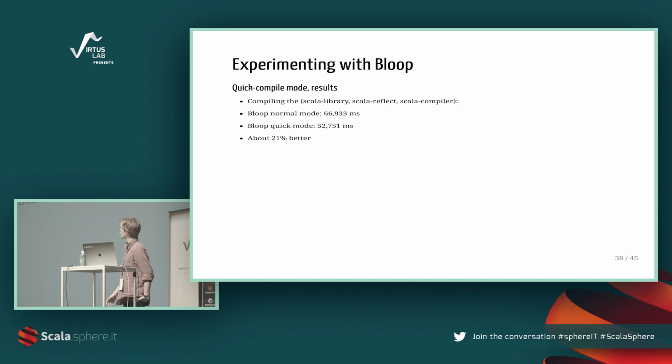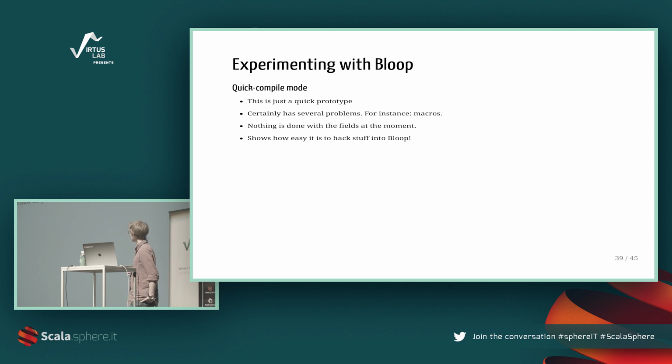So now let's see how better it fares. If you want to compile the Scala library, Scala Reflect, and Scala compiler, so those three, well, the Scala compiler depends on Reflect and library, so we'd have to compile the three. And if you do it with normal mode, that is without shaving almost everything from the trees, it takes 67 seconds to compile on my machine. I also tried with this plugin enabled, and it went down to 53 seconds, so it's about 21% better. This is far from the 50% that we could hope to have.